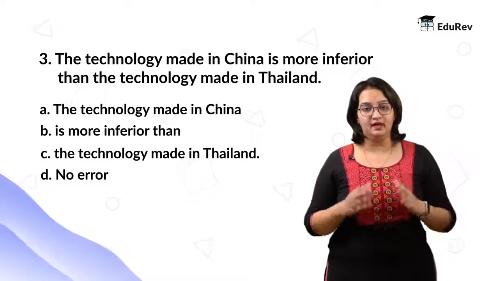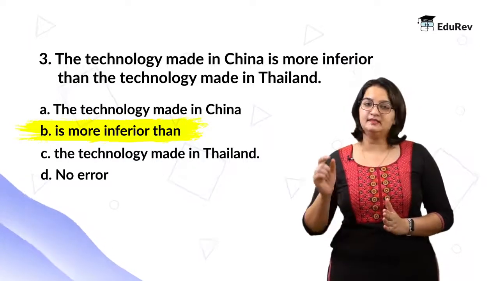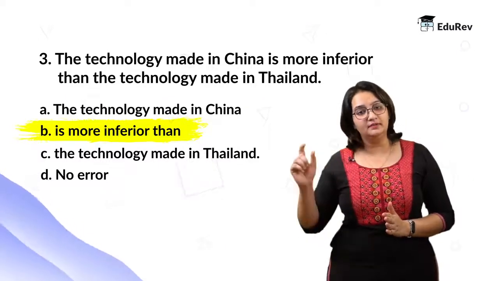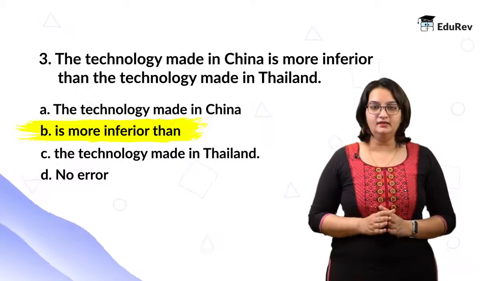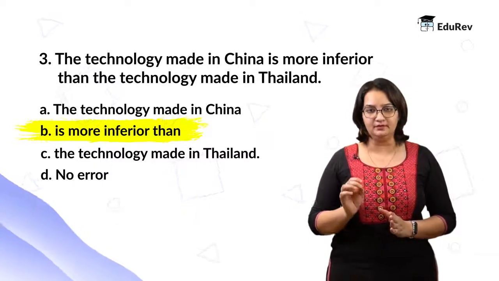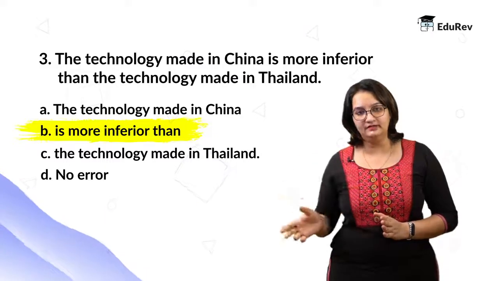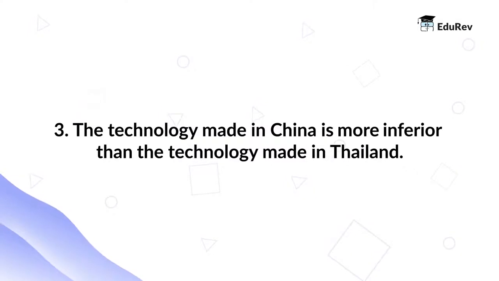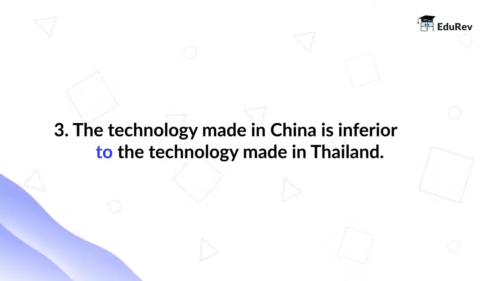So, in this statement, part B is wrong. There are 2 errors here. Firstly, inferior itself is comparative in nature. So, we cannot say more inferior because it becomes a double comparative. Instead, we will only go with inferior. And second, for some comparatives, for example, junior, prior, prefer, and so on and so forth, we use to instead of than to compare. And therefore, the corrected statement will be, the technology made in China is inferior to the technology made in Thailand.